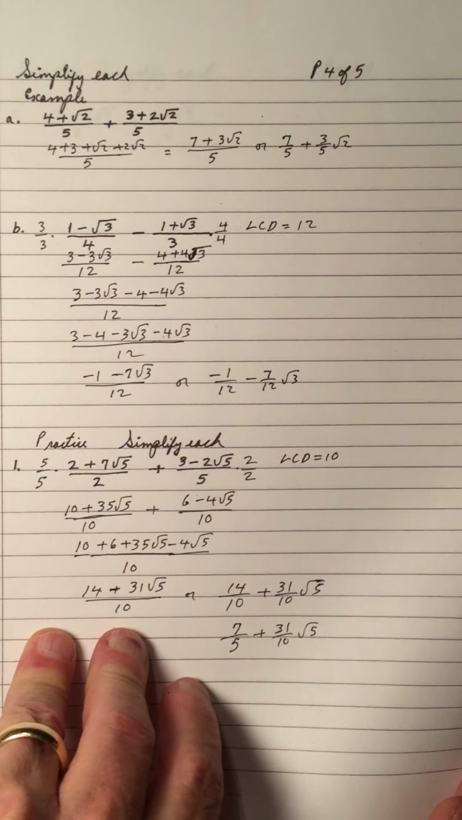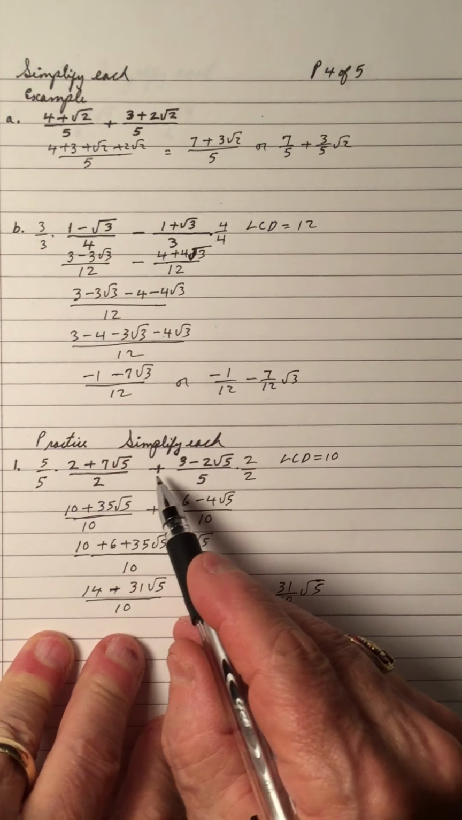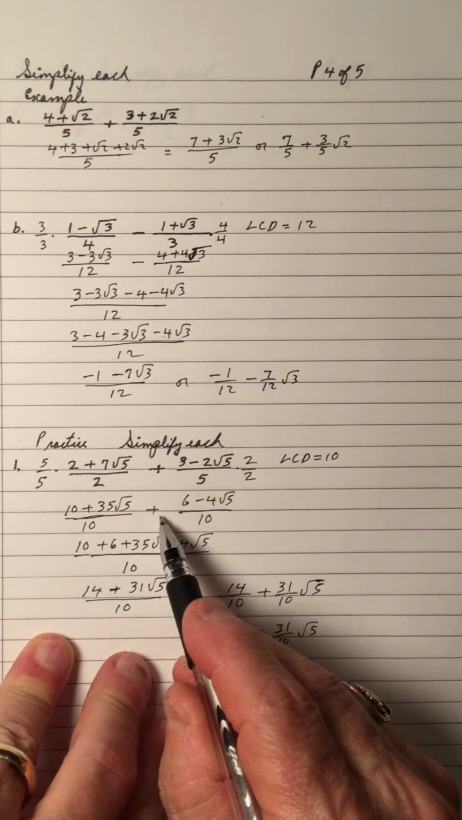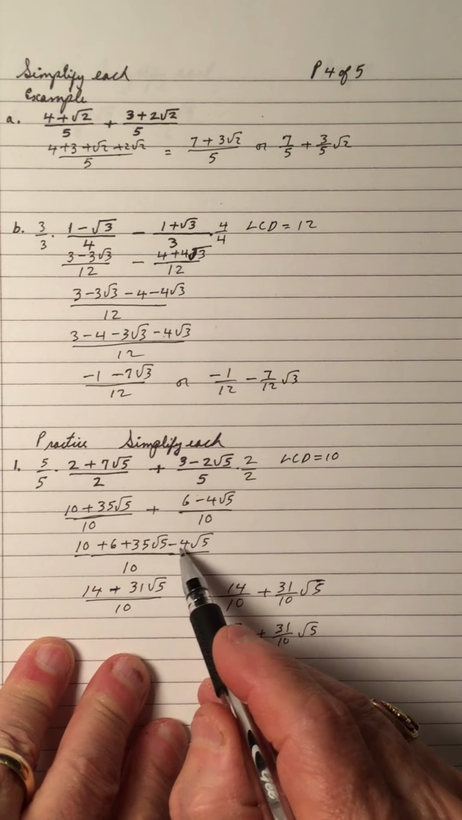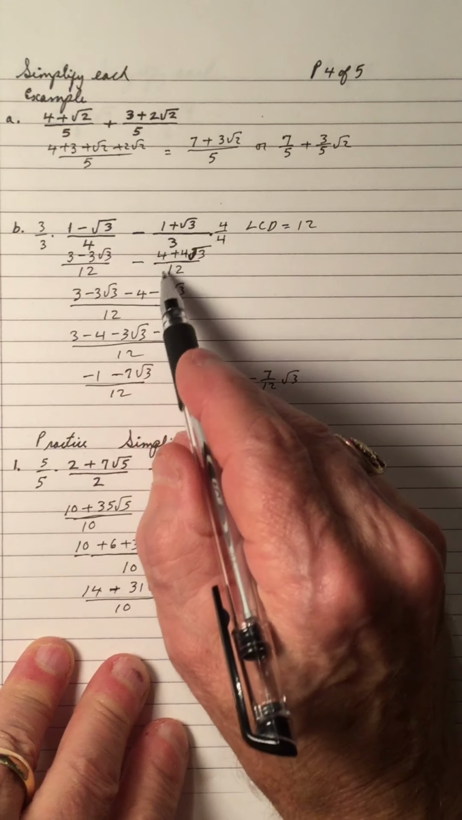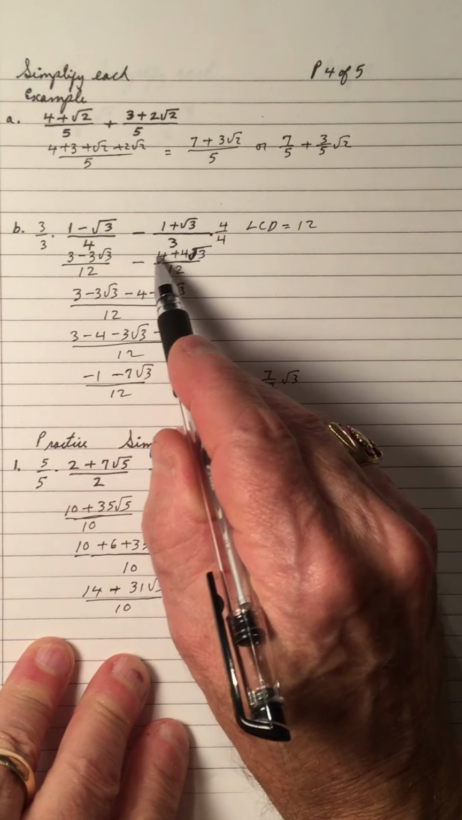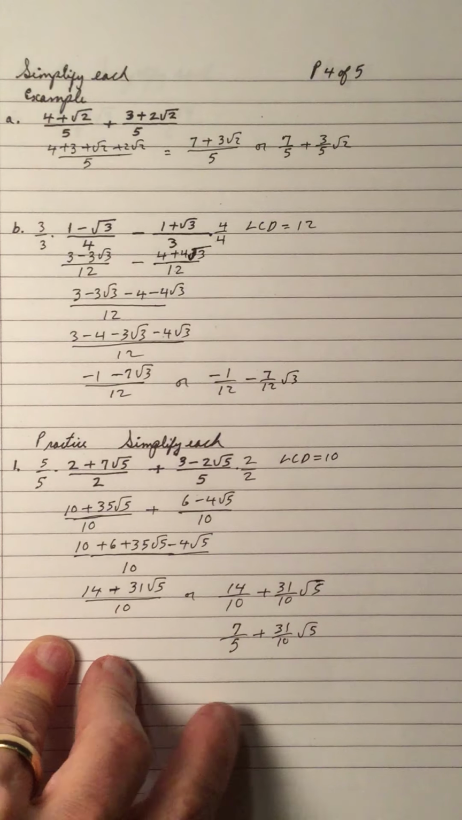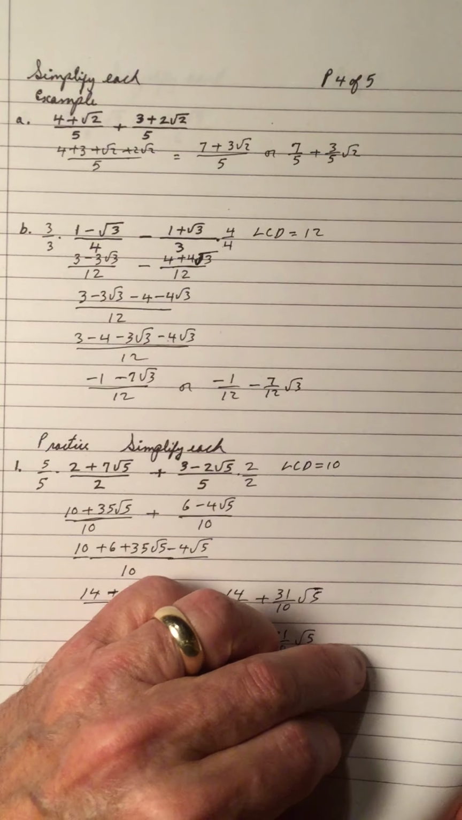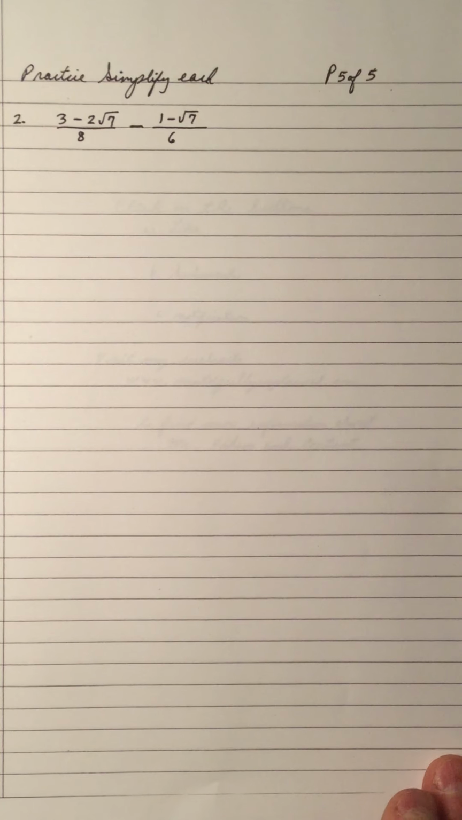Okay, let's continue. But beware, notice when I have a plus, you don't change the signs of the 6 and the negative 4 root 5. But when you have a subtraction, you have to change these two to the opposite of a negative 4 minus. Notice, only with a subtraction. Let's continue. One more, the last one to do.